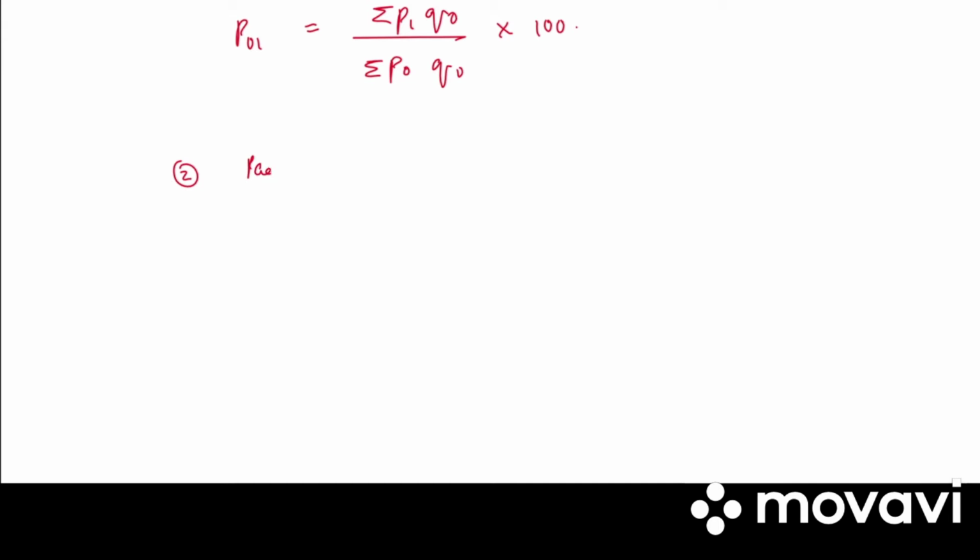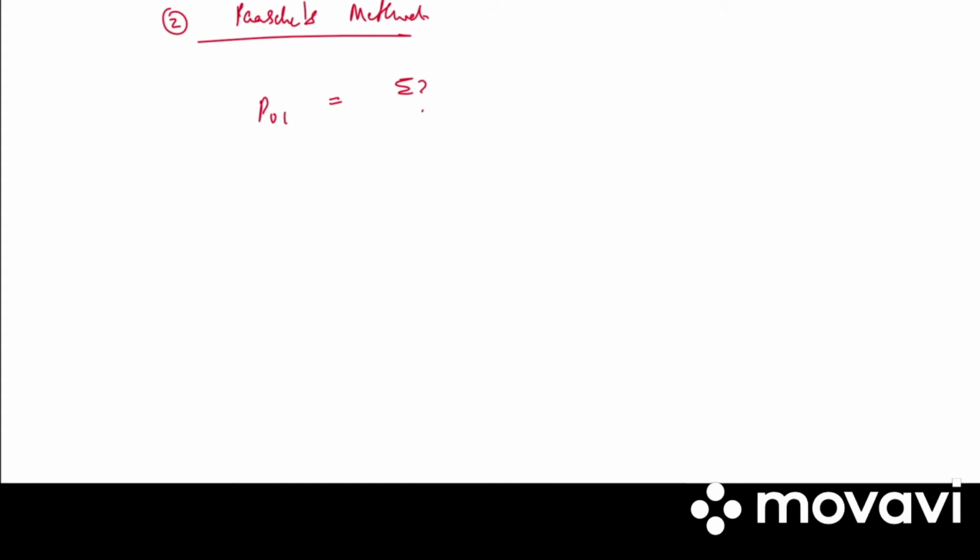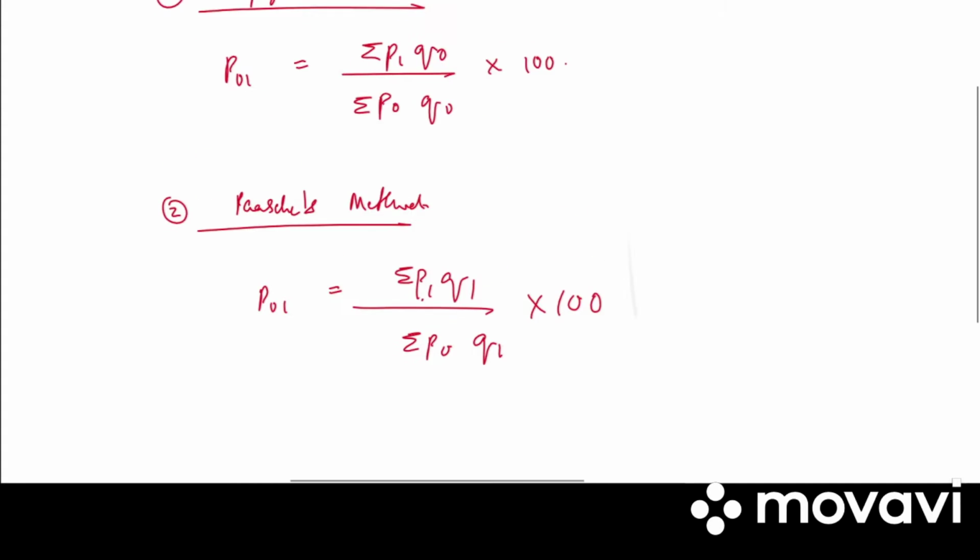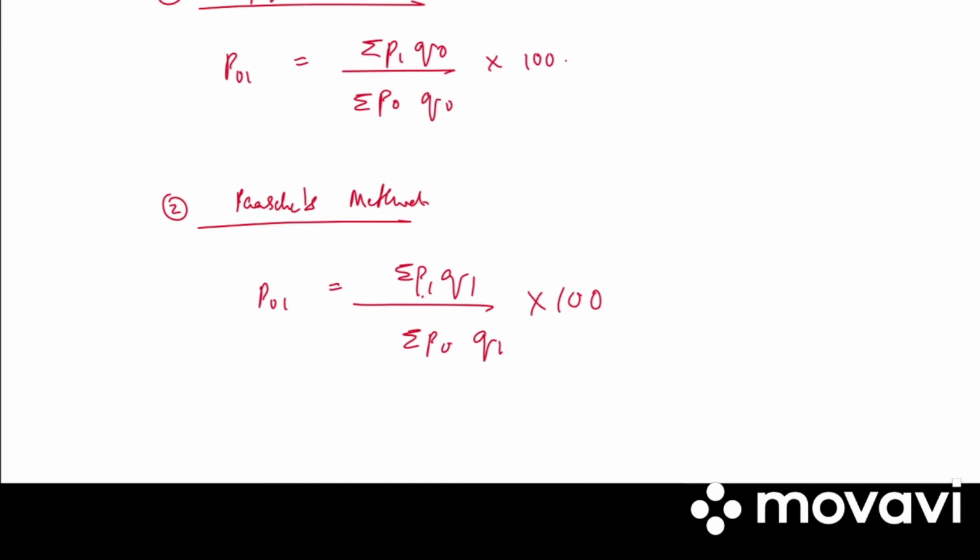Next write the second method, that is Paasche's method. Paasche will be using the current year's quantity. So P01 formula is summation P1 Q1 divided by summation P0 Q1 into 100. The P1 P0 will remain the same. Only what is changing is, in Laspeyres' it is the base year, so it's Q0. In Paasche's it is the current year, so it is Q1.